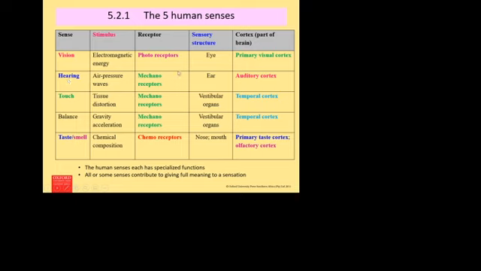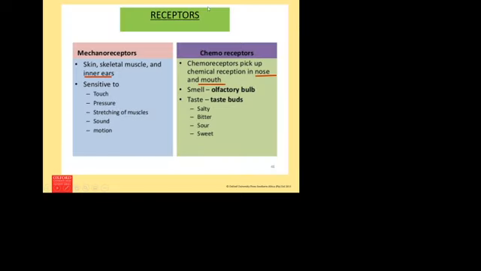Hearing, touch, and balance are detected by mechanoreceptors. The receptor for taste and smell is called chemoreceptor. So these are the differences between these two receptors, mechanoreceptor and chemoreceptor.